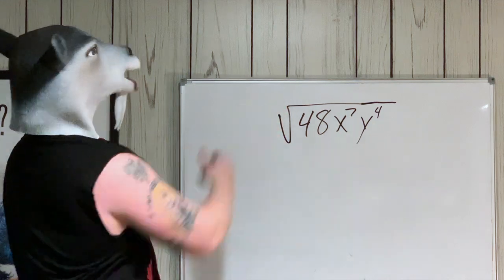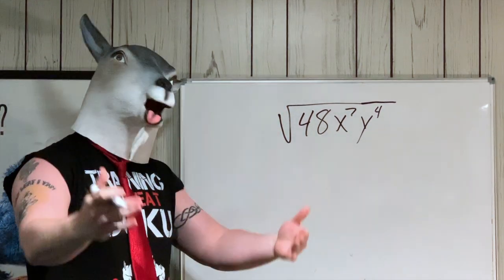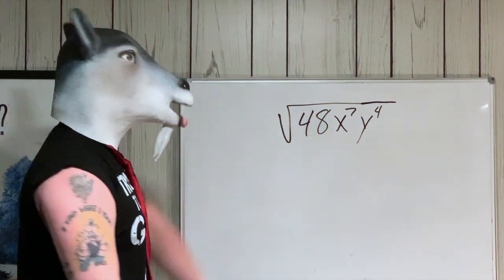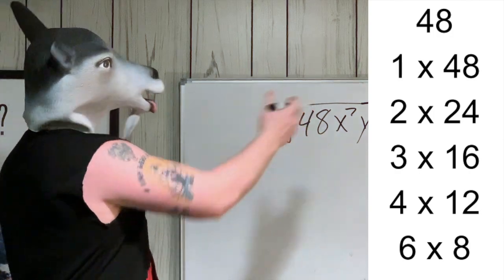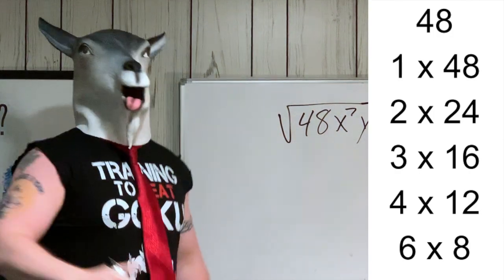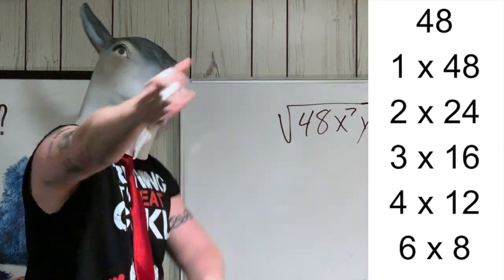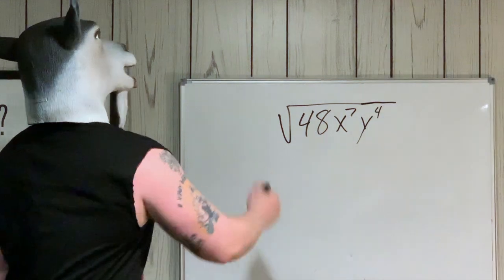So the first thing we'll do is look at the factors for 48. Pull up the factors, just the numbers that you multiply together to get 48, and look for a perfect square. I know 16 is a perfect square, because 4 times 4 is 16. I can use that. So let's break it down.